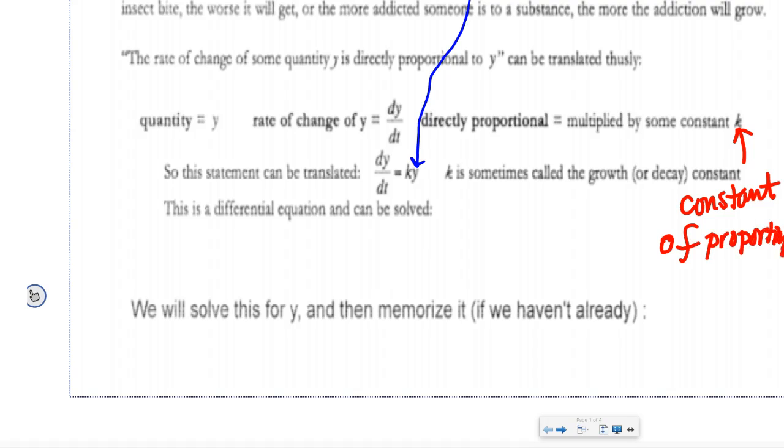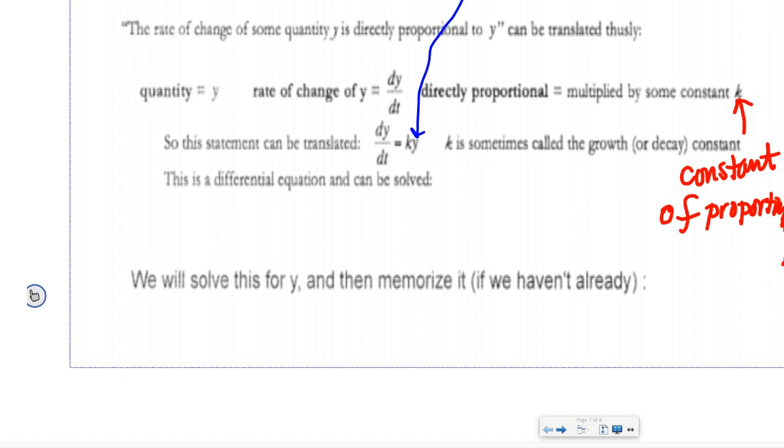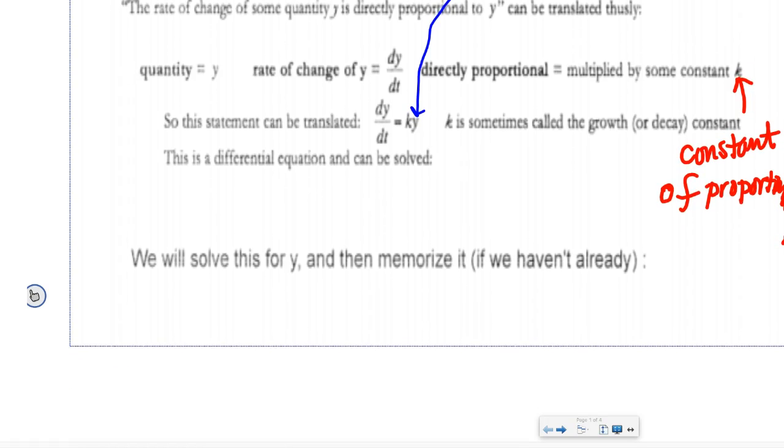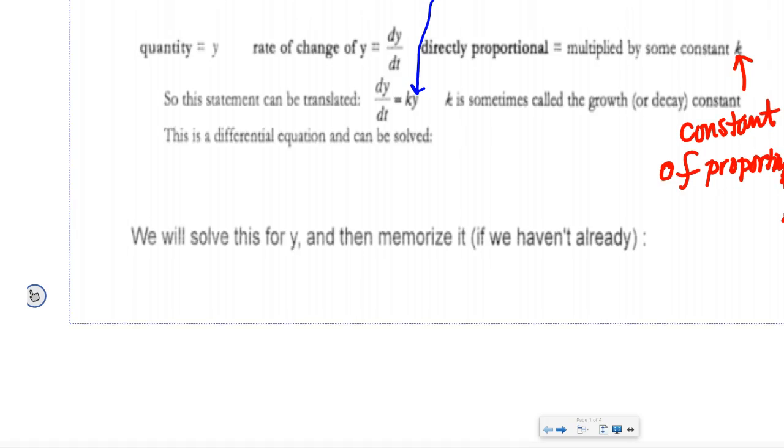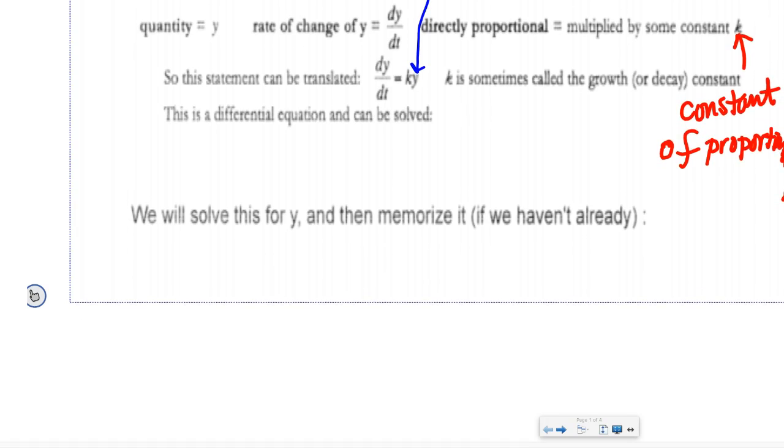And I believe that's what they call it in algebra 2. I think when they do variation, I think they call the constant of variation a k. But I'm not sure because I don't teach that course. But usually k is traditionally known as a constant, but it's known as a constant of proportionality, not an integration constant.